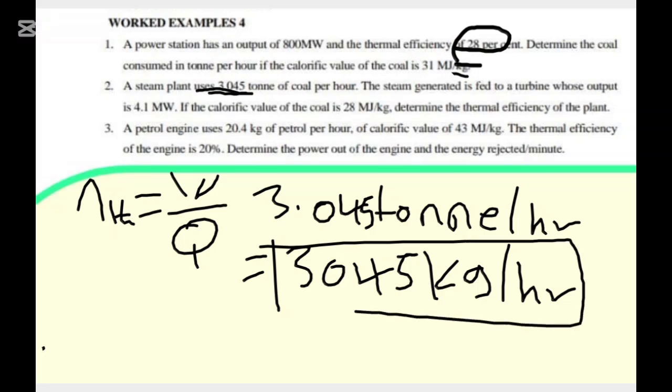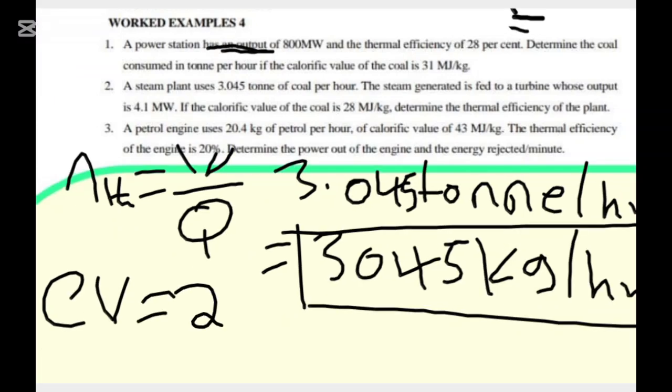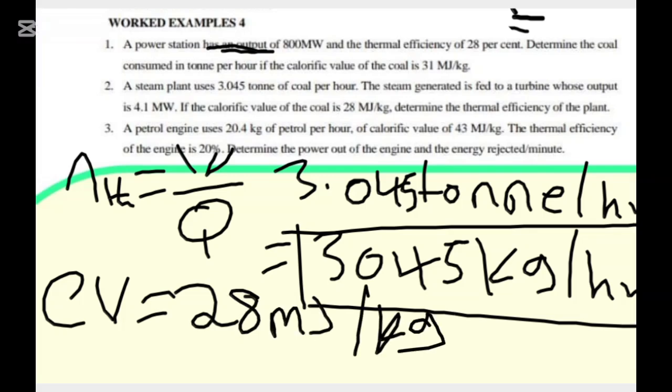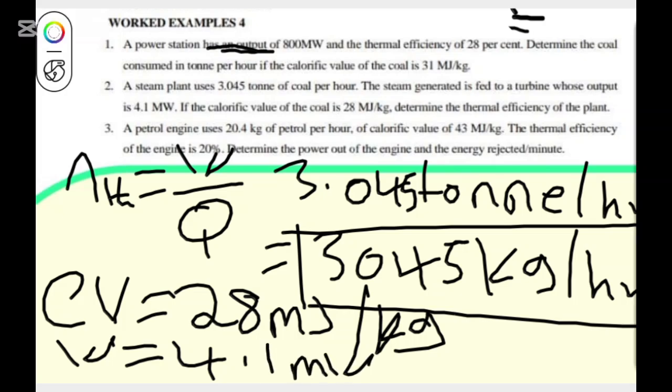So this is the same thing as this. And don't forget I have the value of CV, which is the calorific value of 28 megajoules per kg, and I have the output, which is 4.1 megawatts. You have to take note of these values. Those are the data.